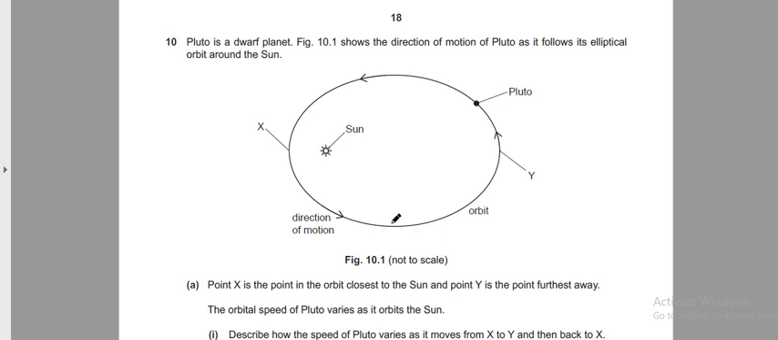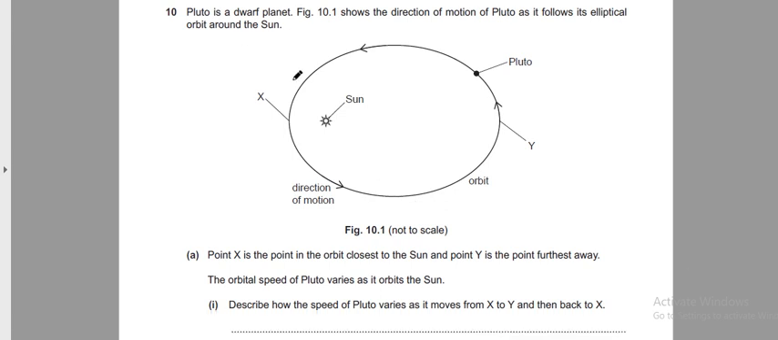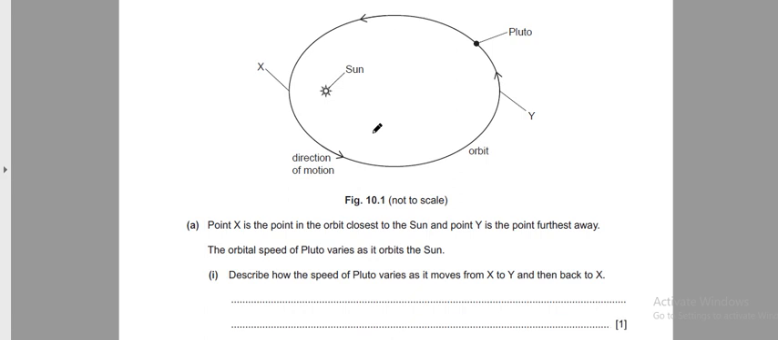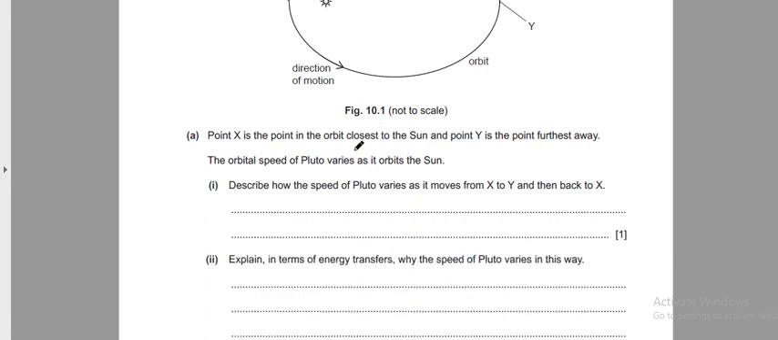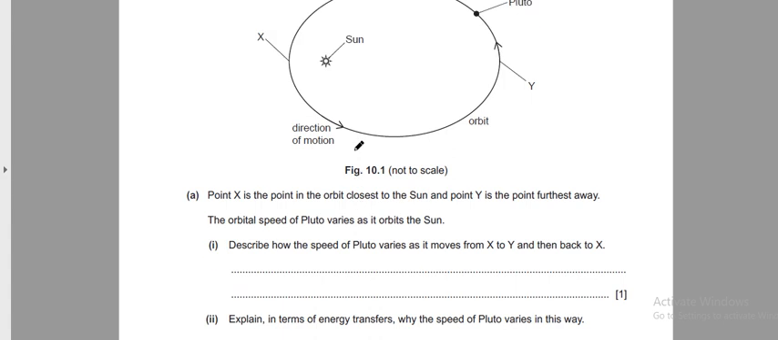Finally, the question on space. Pluto is a dwarf planet, and this is its orbit around the sun. X is the closest point, Y is the furthest point from the sun. Describe how the speed of Pluto varies as it moves from X to Y and then back to X.